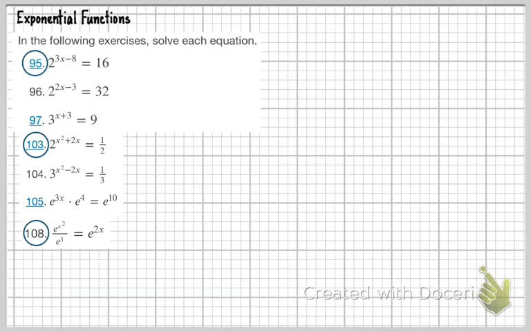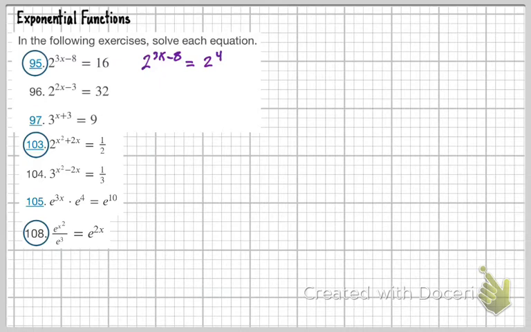So what that means is, if I look at 16, I can write 16 in terms of a base 2. So for this problem, I can get 3x minus 8 equals, and I can call this 2 to the, let's see, 4th or 5th. So 2 times 2 is 4, times 2 is 8, times 2 is 16. So that would be 2 to the 4th.